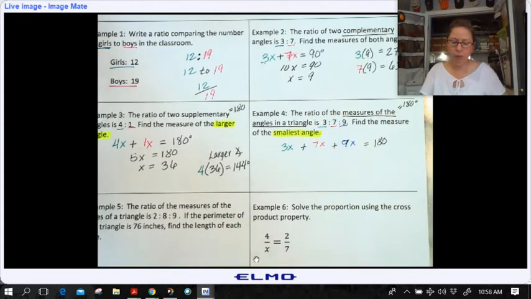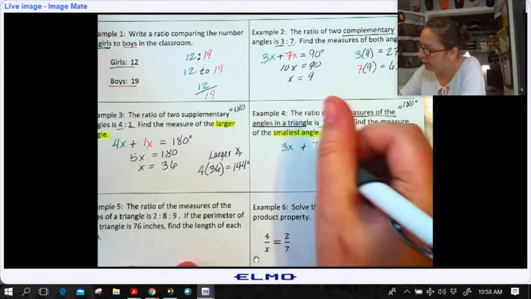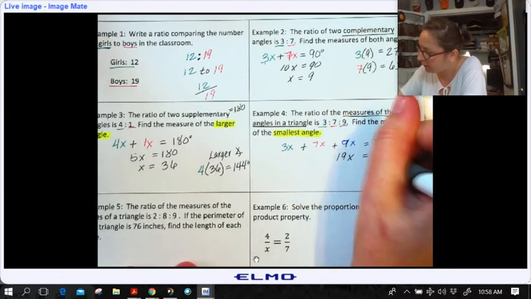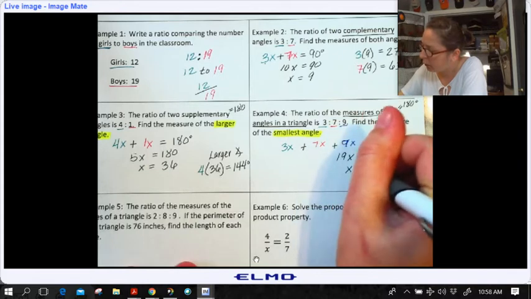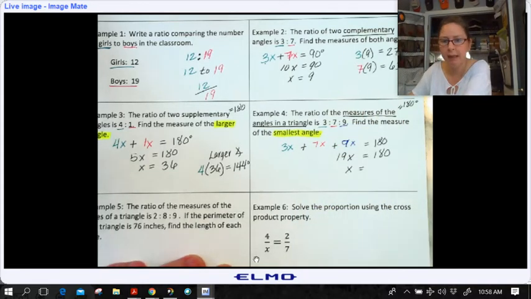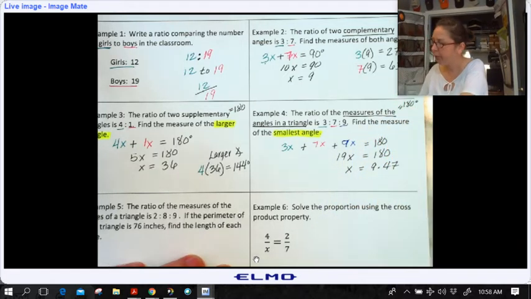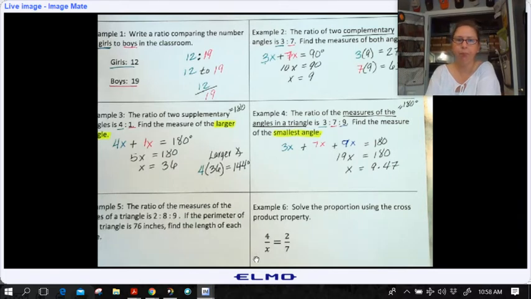9x equals 180. So I'm going to add all of these together, and I get 3 and 7 is 10, plus 9 more is 19x. 180 divided by 19 is going to give me 9.47. Okay, 9.47. Now, in this problem, they wanted me to specifically find the smallest angle.